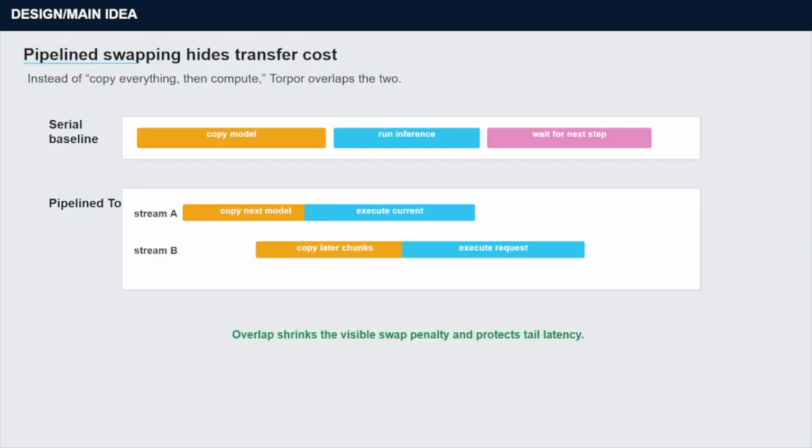Now, the pipeline swapping hides transfer costs. Instead of copying everything and then computing, Torpor overlaps the two. So at first, you can see the serial baseline, with the copy, then the model running the inference and then waiting for the next step. Then it's pipelined into two steps, stream A and stream B, which overlap, shrinking the visible swap penalty and protecting tail latency.